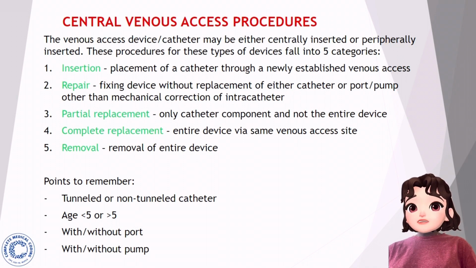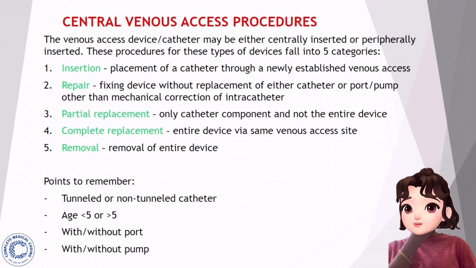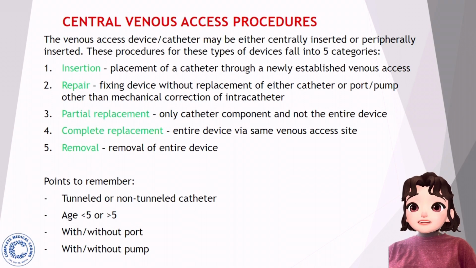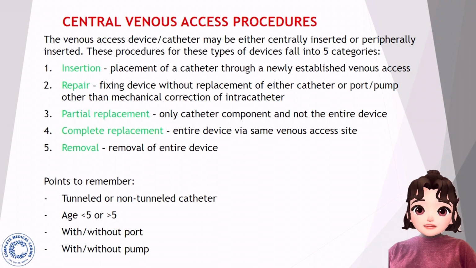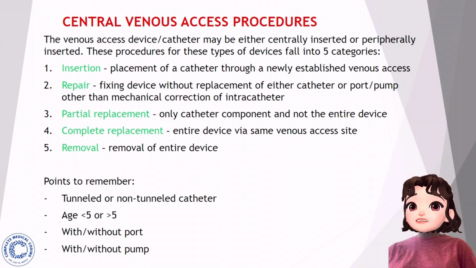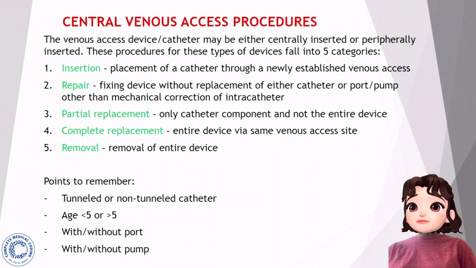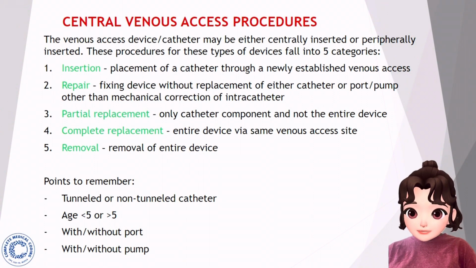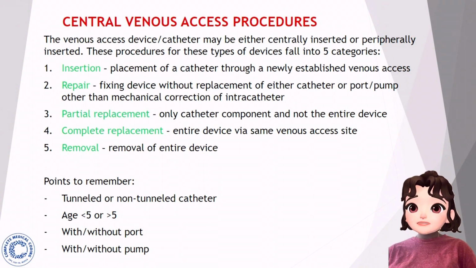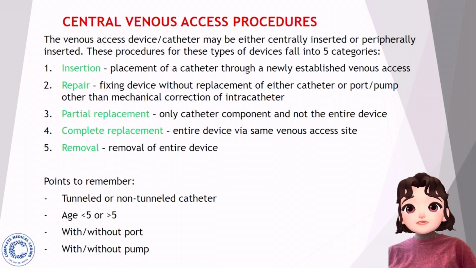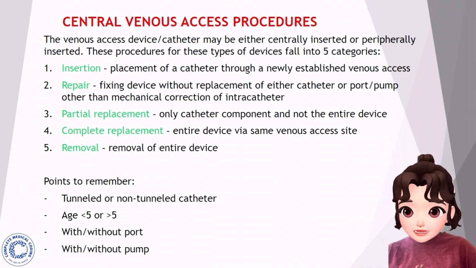Now, let's move on to the next guideline: central venous access procedures. These are also important. The venous access device or catheter may be either centrally inserted or peripherally inserted. Procedures for these types of devices fall into 5 categories. There are 5 categories of how a device is handled. A device can be inserted, repaired, or replaced, whatever it is. So it will fall into 5 categories.